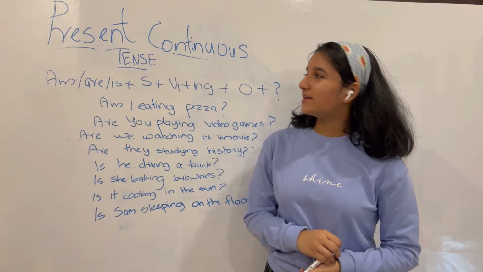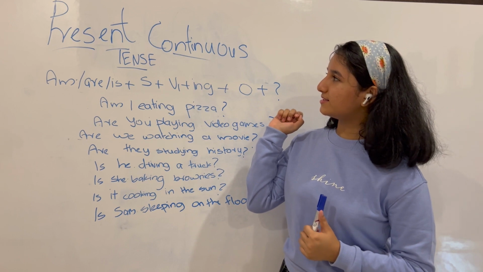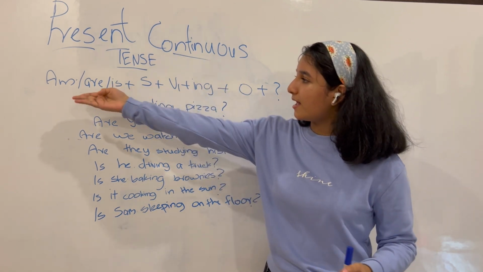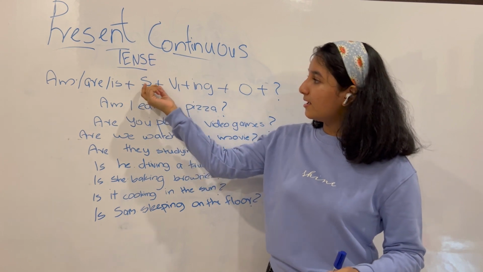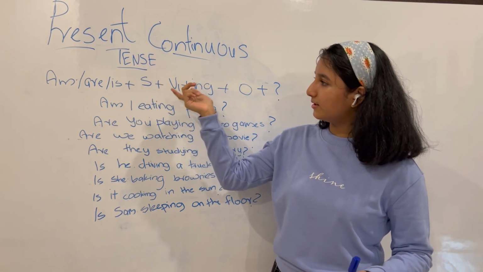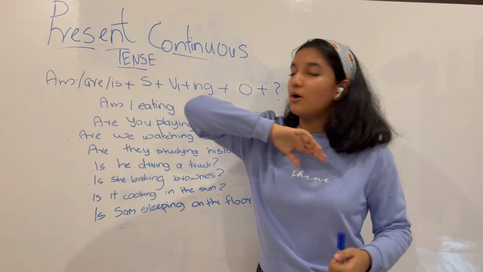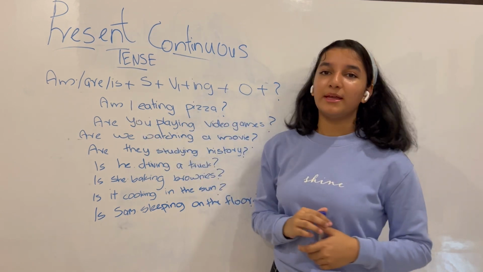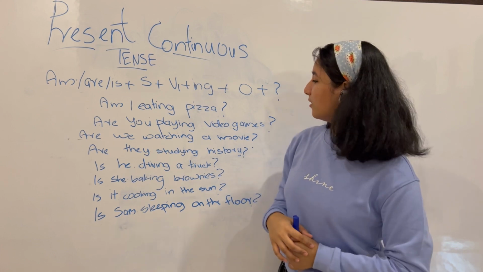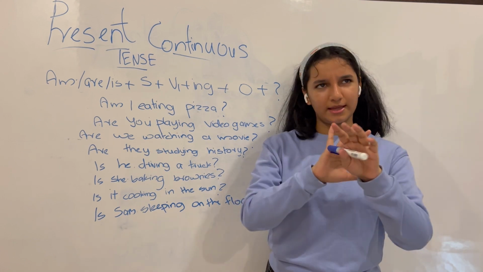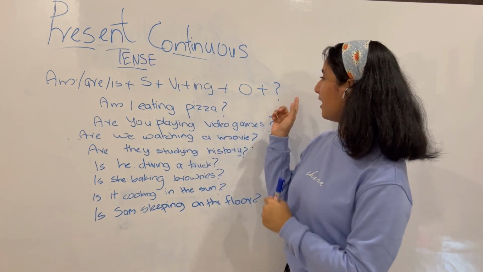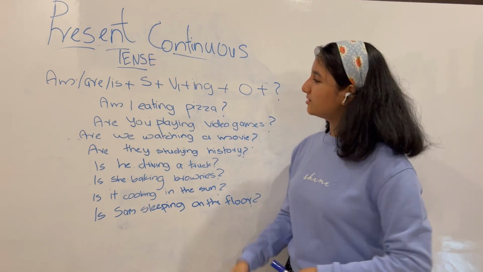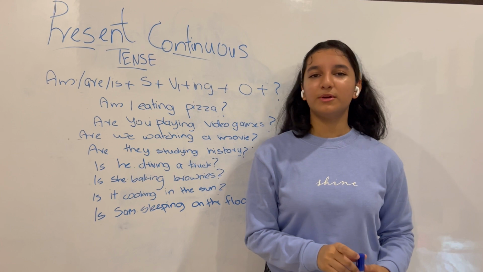Now we can see here how to make interrogative sentences in present continuous tense. For this one, instead of the am, are, or is being after the subject and before the verb, it is now in front of the whole sentence, so that we can make it into a question. And whenever there is an interrogative sentence, we have to add a question mark, or else it won't be a question and you will lose marks. So just keep that in mind and give it extra importance.